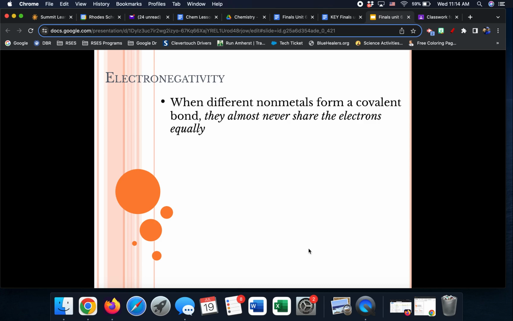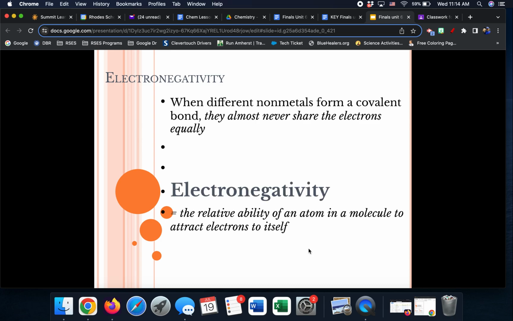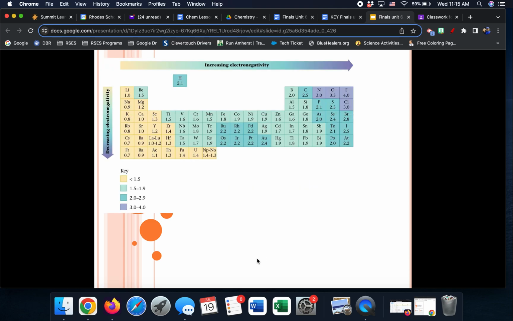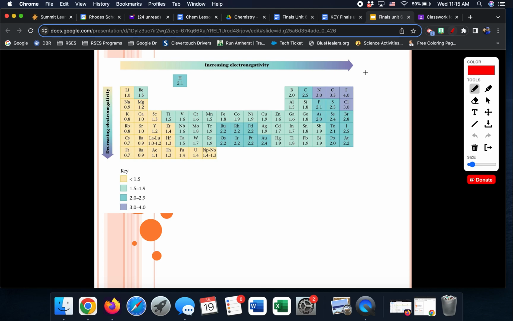All right, as they mentioned in there, electronegativity. When different nonmetals form covalent bonds, they almost never share the electrons equally. Remember, one atom is bigger, more massive, so it's going to get a little bit more of the electrons around it, which makes it partially negative, versus the smaller one that's partially positive. That's called electronegativity, and that's the relative ability of an atom to attract the electrons to itself. If you look at this periodic table, the bigger the number, the more electronegative an element is, meaning the more it's going to hog those electrons, like the video said.